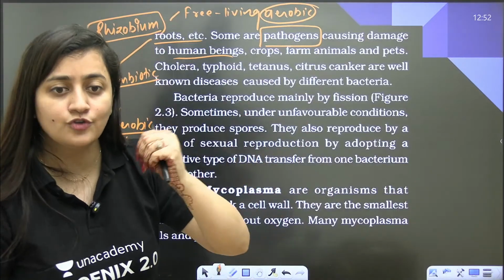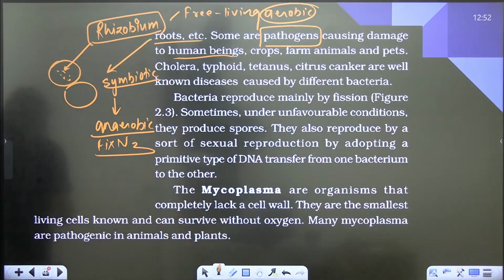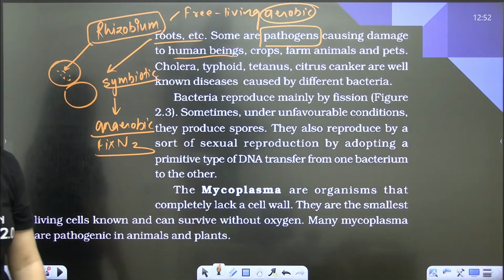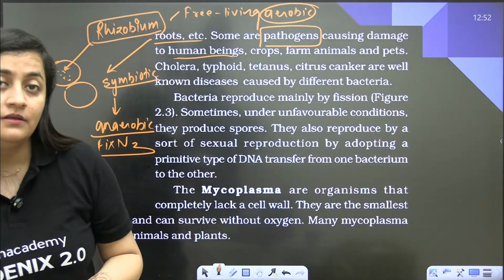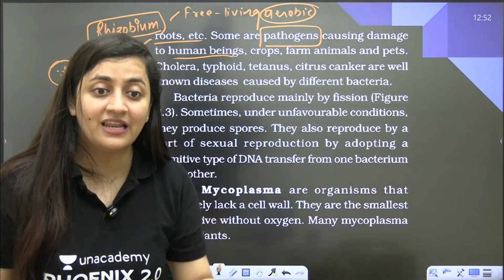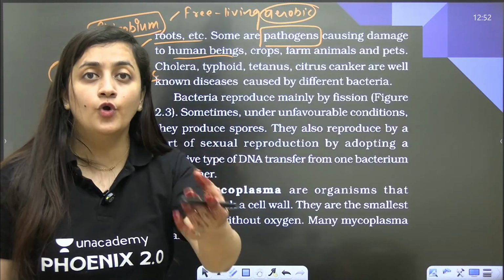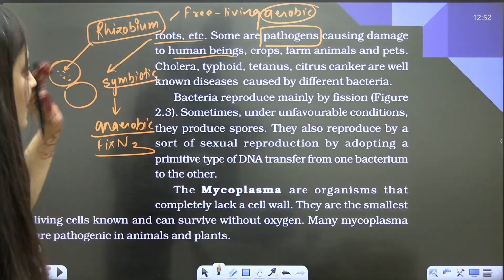There are other bacteria also. Can you give me any example of a pathogenic bacterium? There are many bacterial diseases that we know. Salmonella typhi, Salmonella paratyphi, botulism, food poisoning is caused by bacteria. So there are many examples.